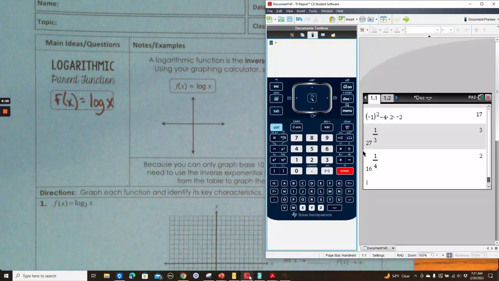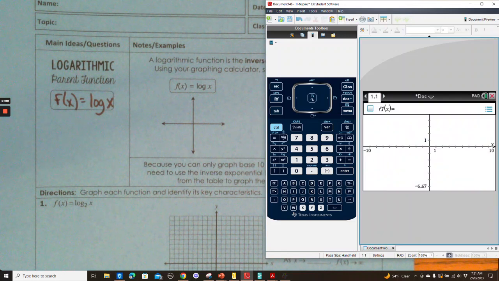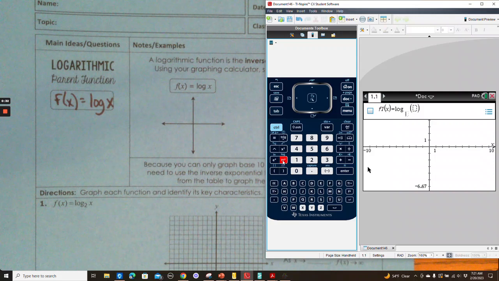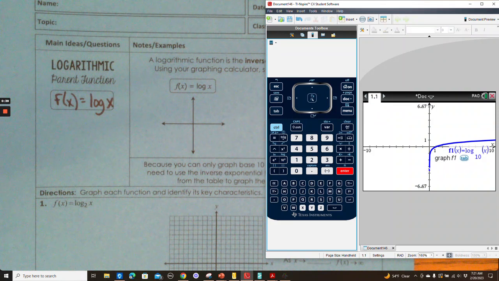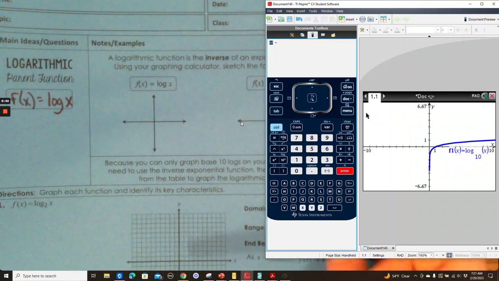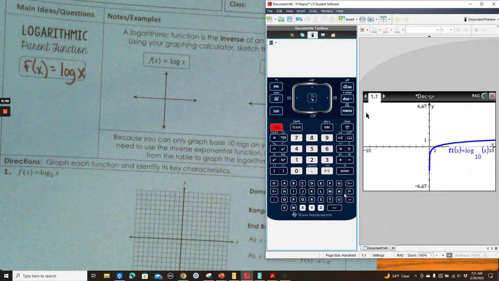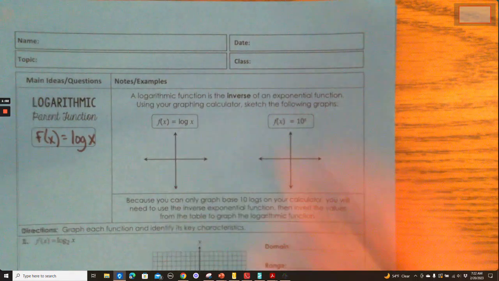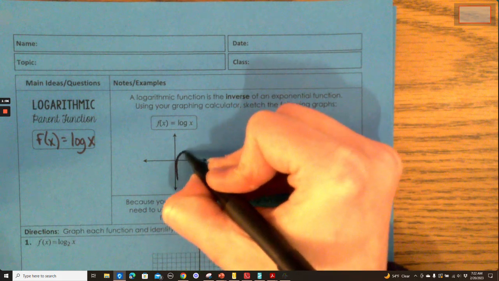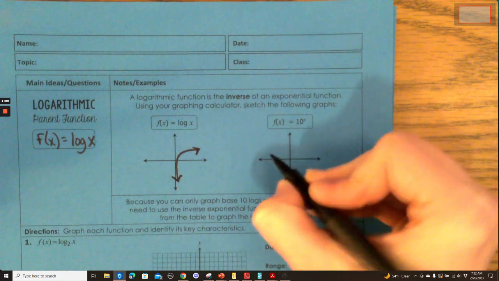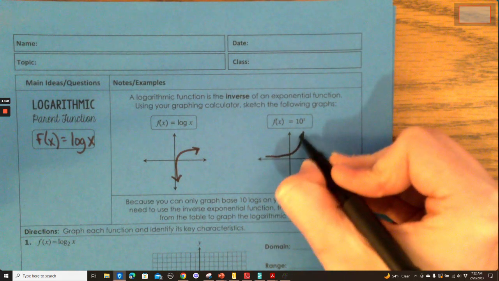So log of x, if we look at that one, and we do log, and this would be base 10 x. We can kind of see what it looks like here. And then if we do the other one, which is 10 to the x, you can see it's the opposite. And we will talk more about inverses in the next chapter. So the logarithm of x does something like this, and then 10 to the x does this.